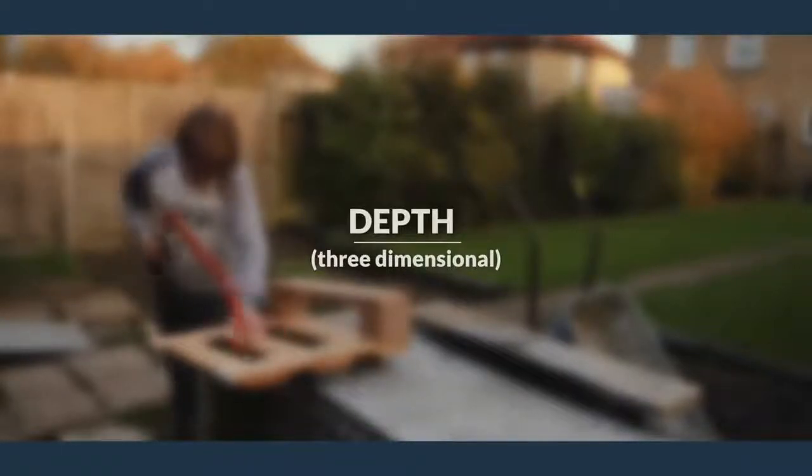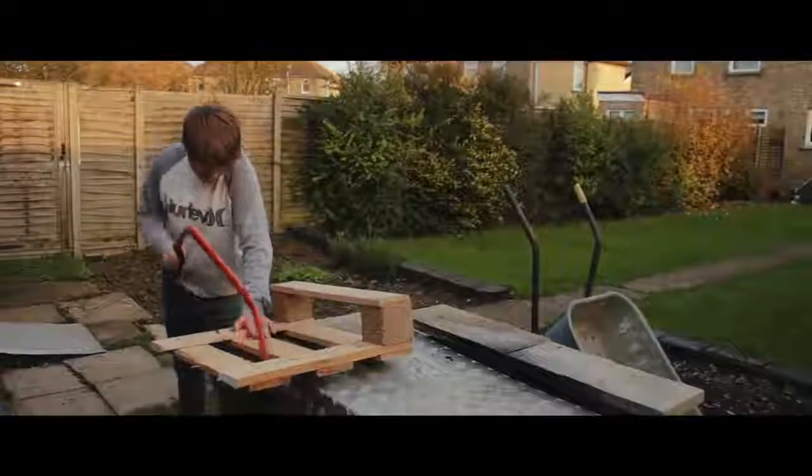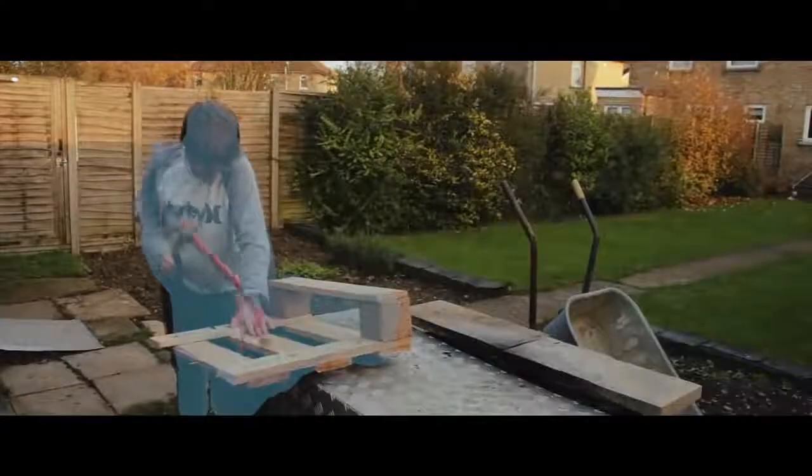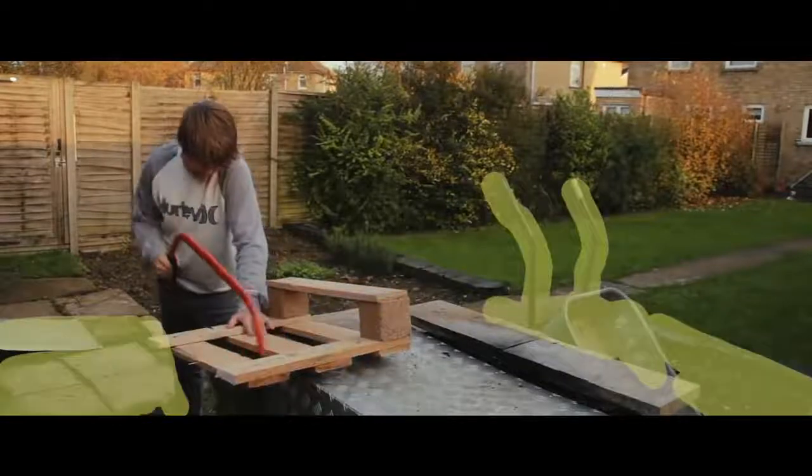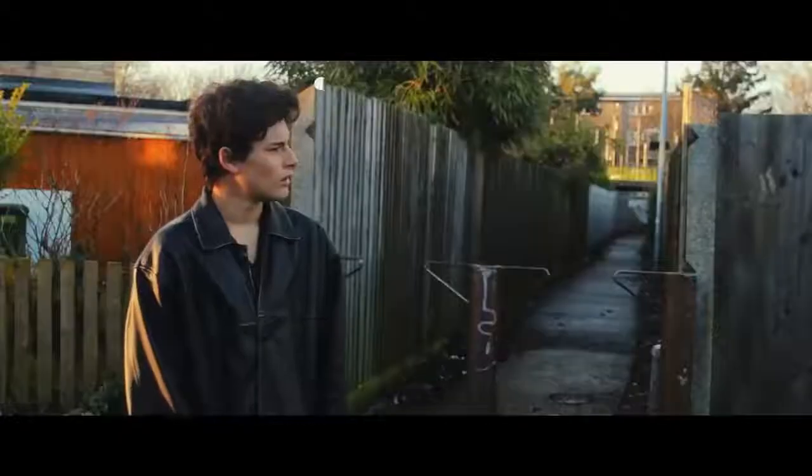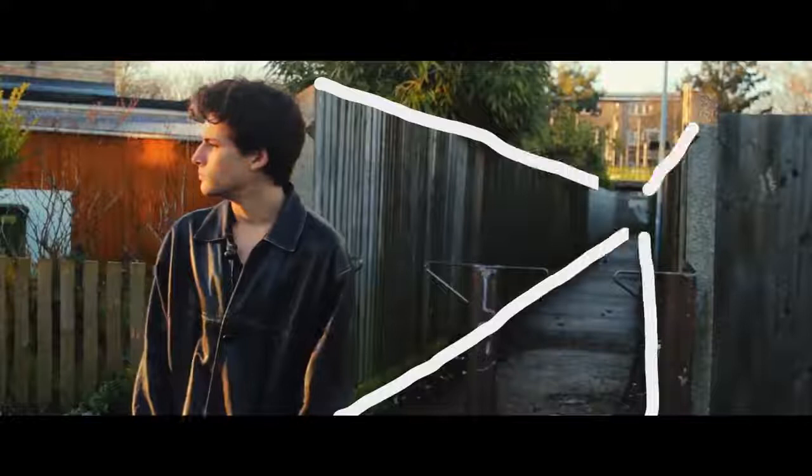So the first thing to think about is depth. Now, I think that this is one of the biggest differences between amateur filmmaking and the movies that we see at the cinema. So what I mean by depth is when the images look three-dimensional, when there's a big difference between the foreground elements, the midground, and the background. And this can usually be achieved by looking out for perspective lines going off into the distance.